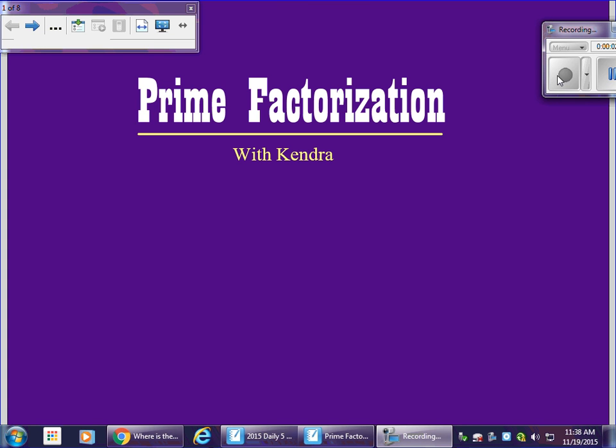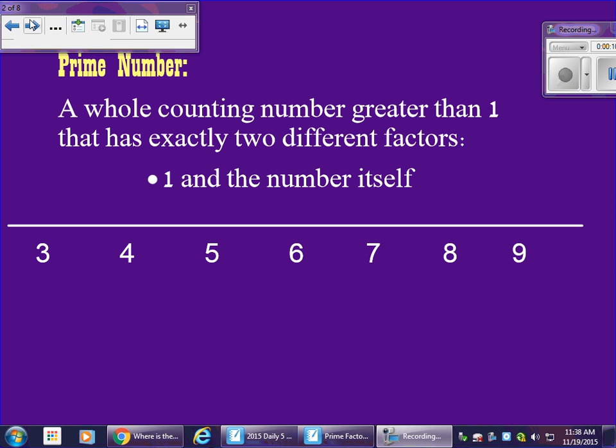All right, so today we're going to talk about prime factorization, and we're going to review what you know about prime factorization. So let's start with the basics and start with the definitions. A prime number is a whole counting number greater than 1. It has exactly two different factors, 1 and the number itself.